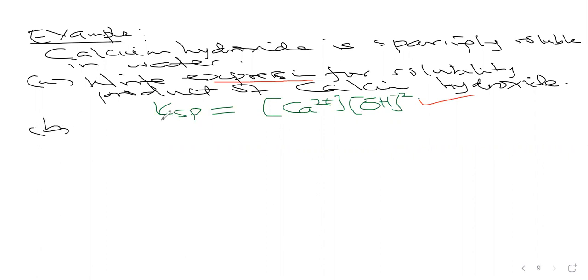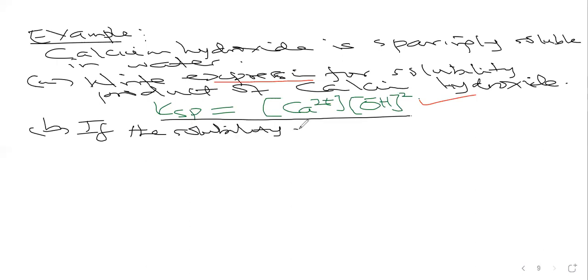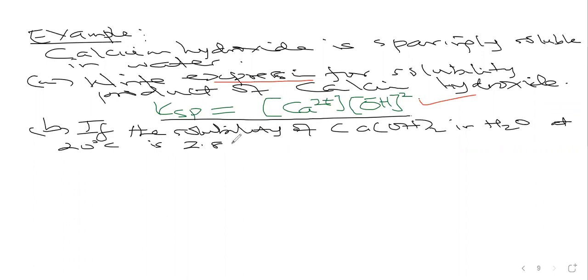Part B says, if the solubility of calcium hydroxide in water at 20 degrees Celsius is 2.8 grams per liter. Remember, the concentration, the solubility we deal with in calculations must be moles per liter. So we must convert this to moles per liter.